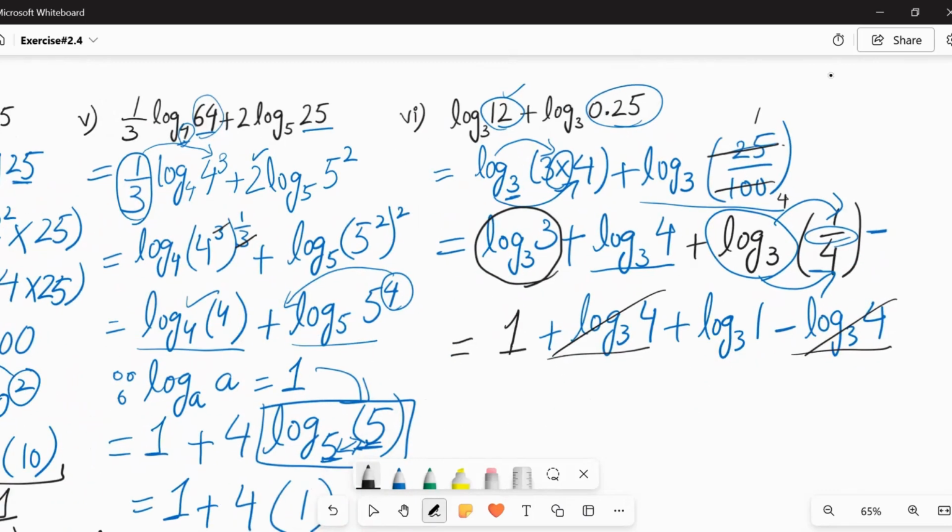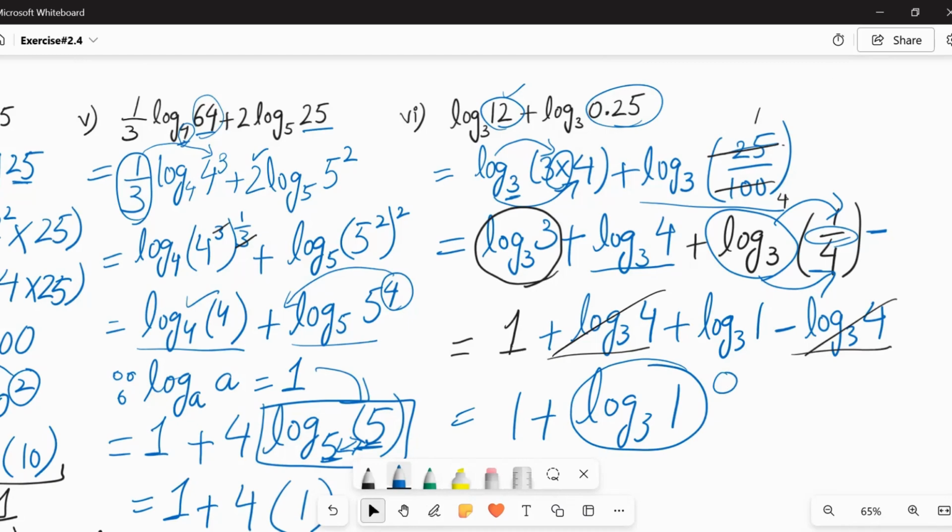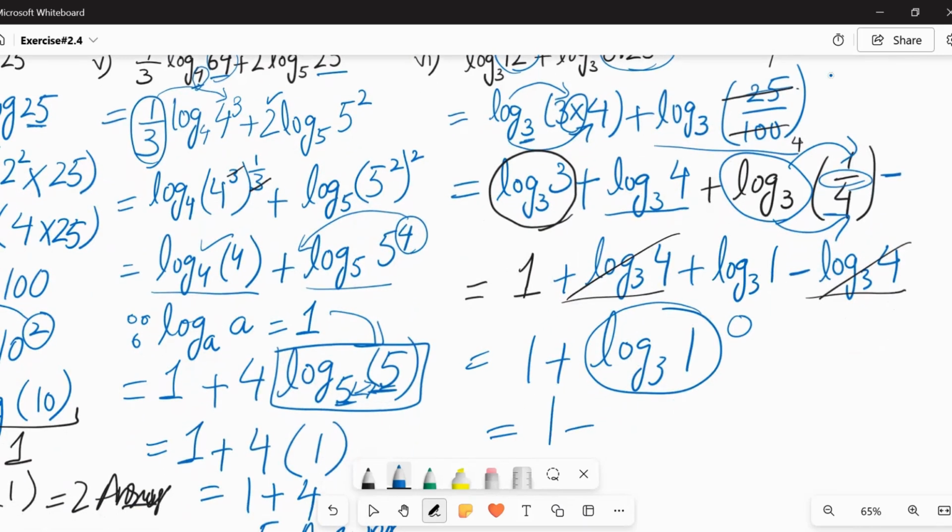And we are left with 1 plus log base 3 of 1. And remember students, the log of 1 is 0, just like the log of 10 is equal to 1, so the log of 1 is 0. So just write it like this, 1 plus 0, and we'll get 1 as our final answer for this question. So that was our last part for question number 1 of exercise 2.4.